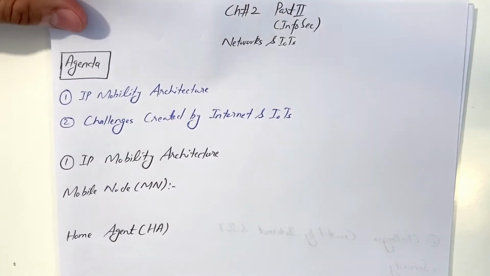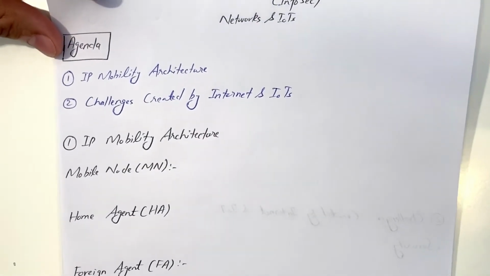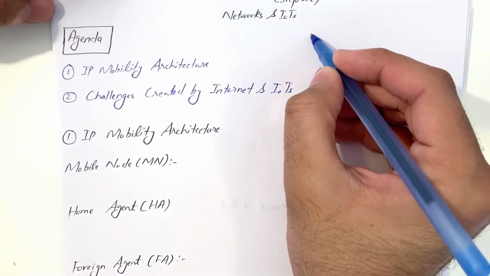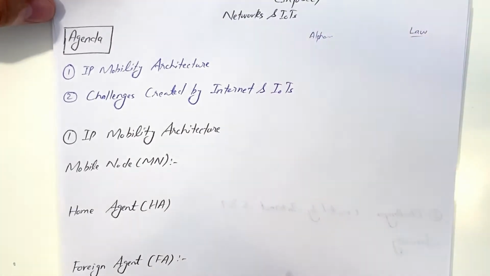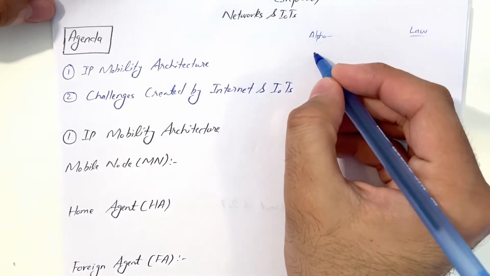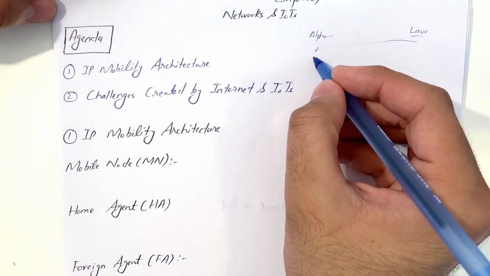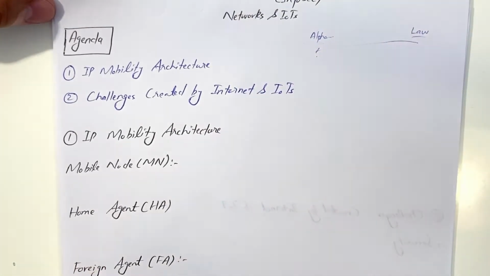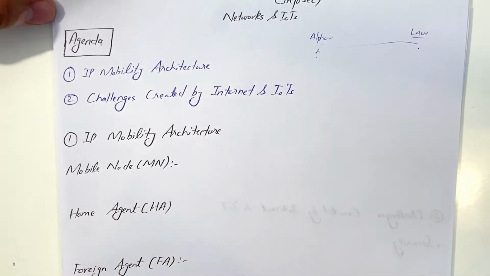So, IP mobility architecture. If you remember in the last class, I gave you a little overview of IP mobility. And what was that? Let's say, for example, if you live at Alpharetta, and you work at Lawrenceville. So if you move from Alpharetta to Lawrenceville and you are connected with your cellular internet, or you can say you're using your data plan, will you get a new IP address if you move to a new area? So the answer was yes.